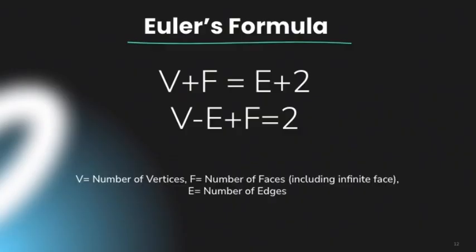Now let's get to the actual formula. Today we're going to be using the top form of the equation, although in the real world you can use either form. So today we'll be using V plus F equals E plus 2, also known as the number of vertices plus the number of faces equals the number of edges plus 2.